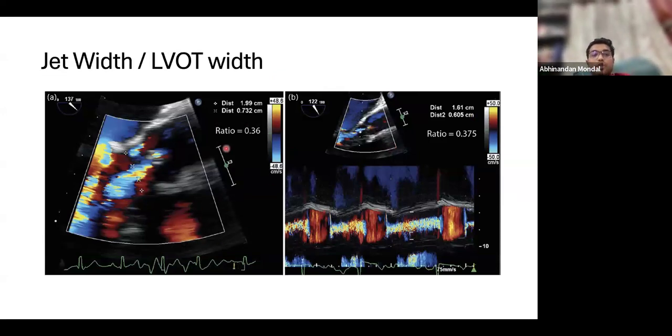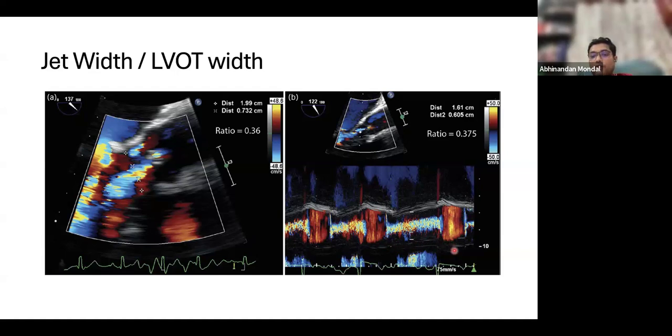Now, jet width by LVOT width. Always remember, this is only true if the AR jet is central. If the AR jet is eccentric or wall hugging, just like your MR, you cannot determine the severity of AR by jet width by LVOT width. So you can measure either by freezing the image and measuring the width of the LVOT and the width of the jet, or you can put a color M mode, which will give you a picture like this.